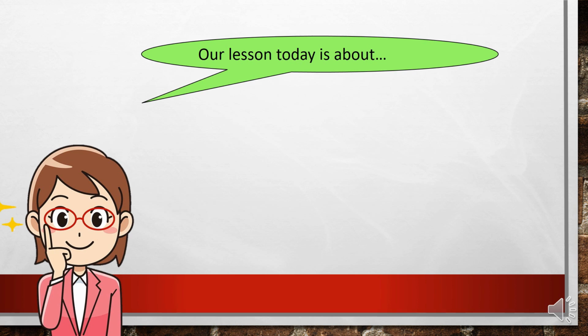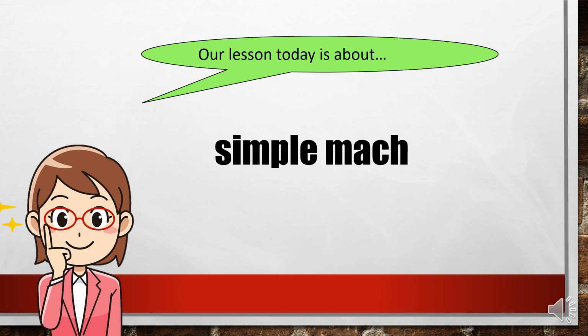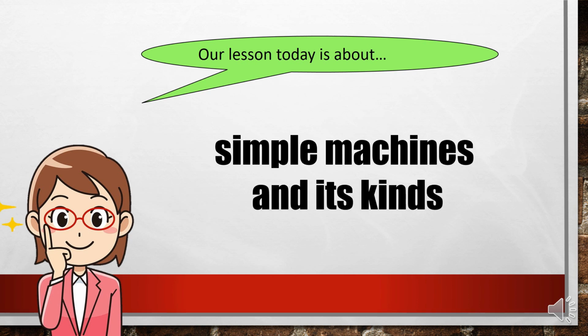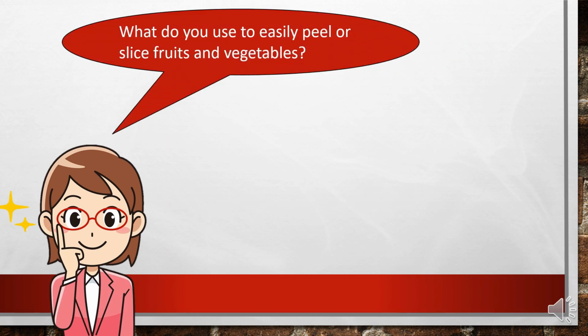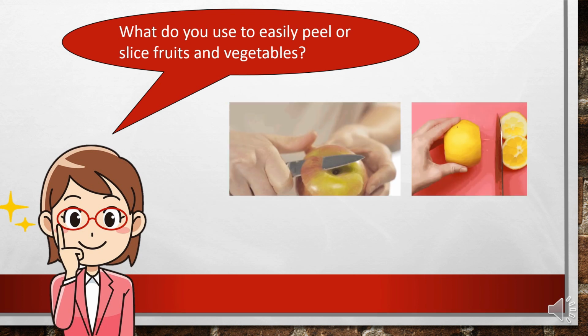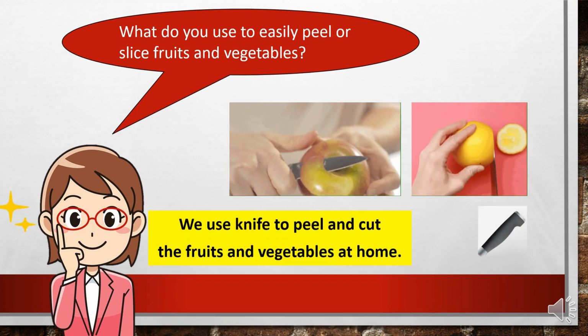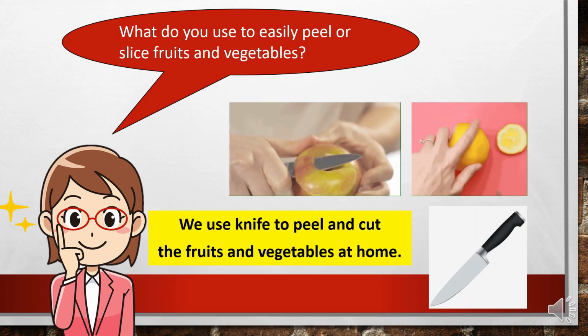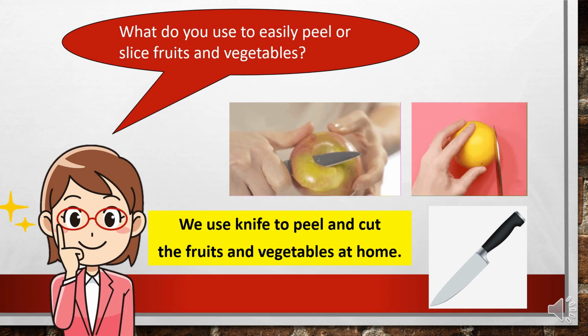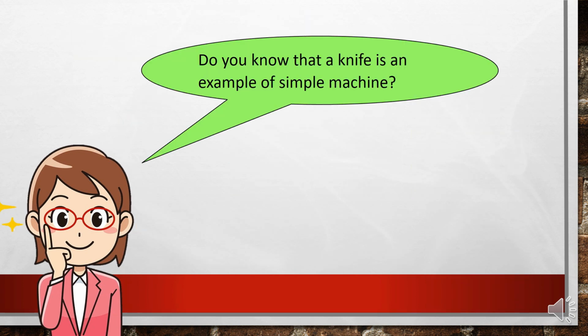Our lesson today is about simple machines and its kinds. But before that, what do you use to easily peel or slice fruits and vegetables? Yes, we use knife to peel and cut the fruits and vegetables at home. Do you know that a knife is an example of simple machine?